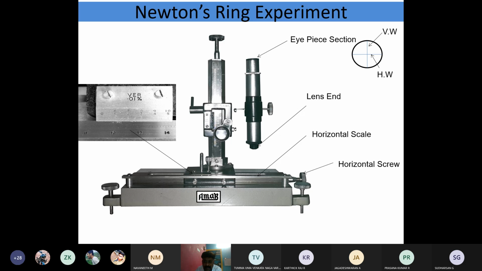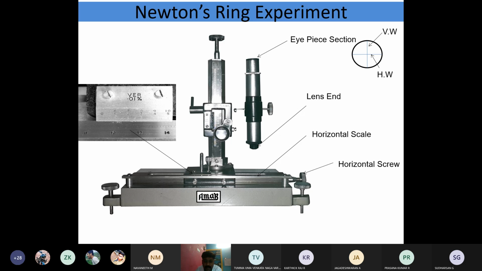In the eyepiece section, we have two wires, which I have also shown here. You can see at the corner of the right side the vertical wire and the horizontal wire. We are going to consider only the vertical wire. We have to place this vertical wire at any one point of the ring, then measure the readings. Here we have a lens end, and with the help of this lens we get the clear image of the Newton's ring.